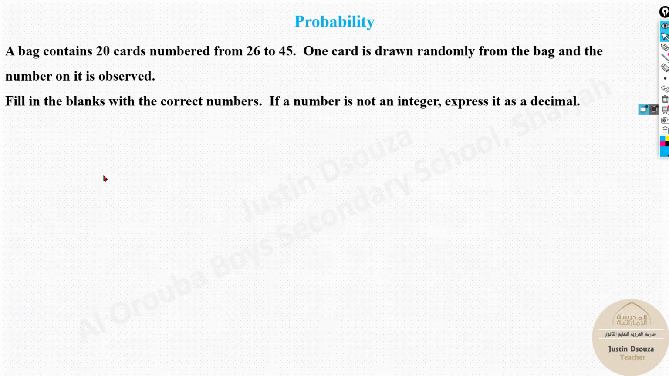Now then, let's see another type of problem. A bag contains 20 cards numbered from 26 to 45. One card is drawn randomly from the bag and the number on it is observed. Fill in the blanks with the correct numbers. If a number is not an integer, then express it as a decimal. Okay, so now they have told 20 cards are there, but the cards are numbered from 26 to 45. It's not 1 to 20, it's from 26 to 45. And if you count them from the 26th to the 45th card, there will be 20 cards.